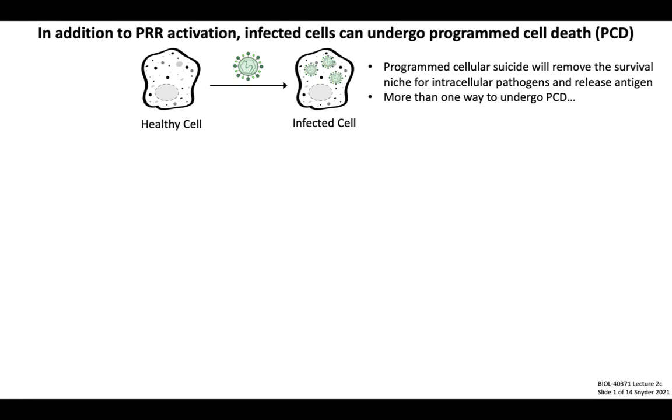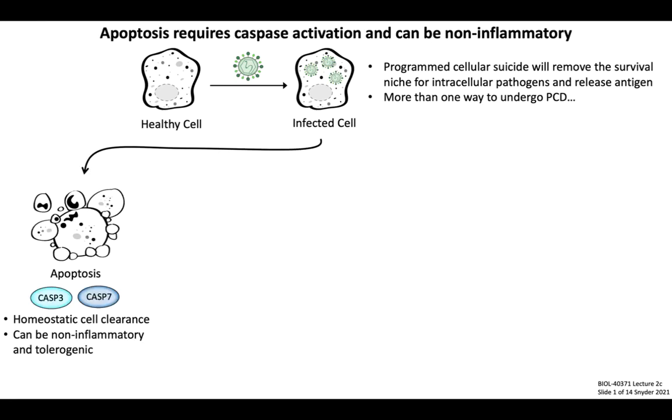Now, if you consider a cell that is infected with an intracellular pathogen such as a virus, the targeted killing of that cell is obviously beneficial for host defense in that it removes the survival niche for that pathogen, which helps kill the pathogen as well as release antigens that can be used to instruct adaptive immunity. Interestingly, there are actually a few different ways in which a cell can undergo PCD, and we'll introduce three primary forms of PCD in today's lecture.